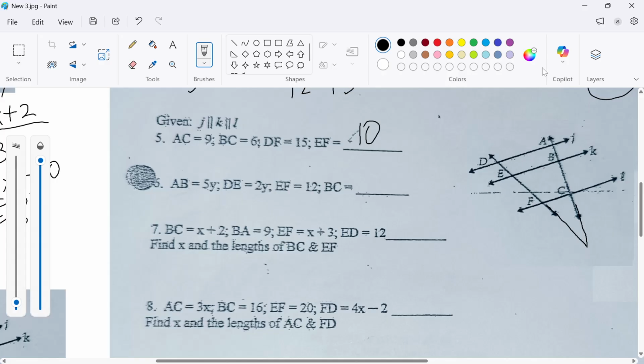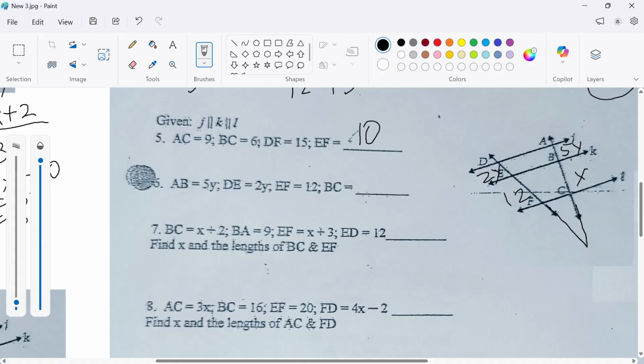Okay, I'm going to do it this way. AB is 5y. Where's AB? 5y. Oh, this one is tricksy. DE is 2y. EF is 12. And BC, I don't know what it is, so I'll put x. So no matter what y is, if I do the ratio 2y to 5y equals 12 to x, I'm going to have two variables and only one equation. But the ratio of AB to DE, or DE to AB, is 2 to 5, because the y's would cancel out. But I'll show you.